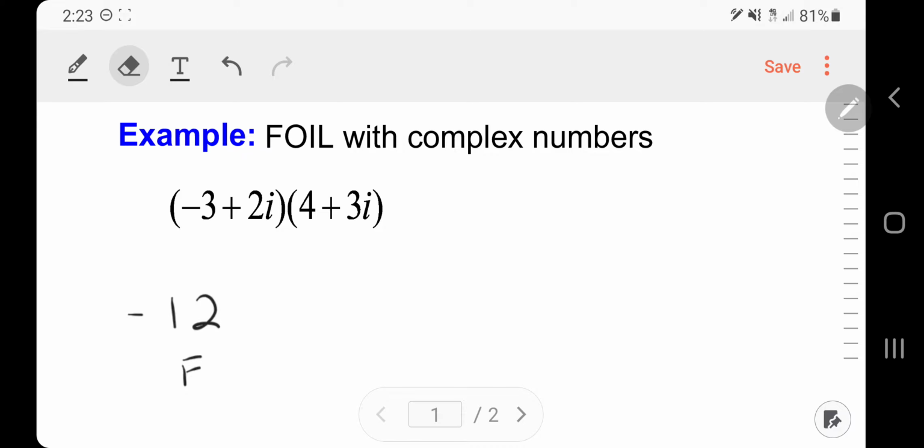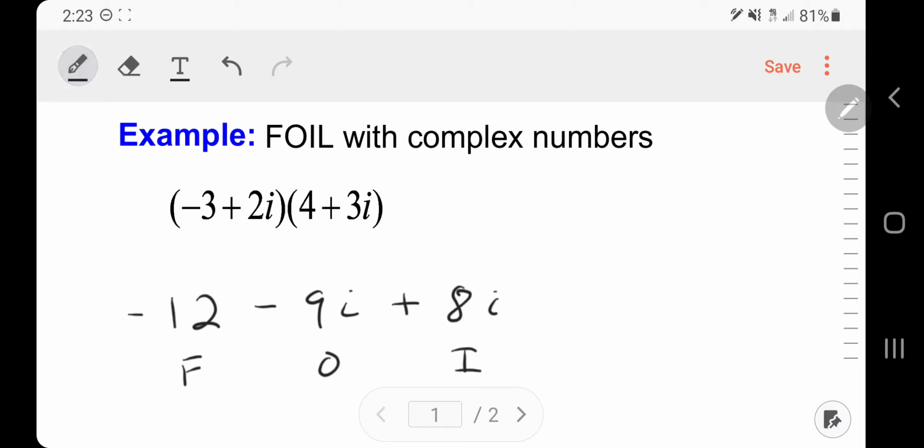Okay, O is the outer terms, so that is the outermost terms on each of our binomials. Negative 3 times 3i is negative 9i. That represents our outer terms. The innermost terms are the ones on the inside of our expression, so 2i times 4, which is going to be a positive 8i. That's my inner.